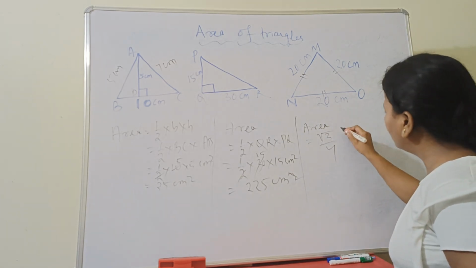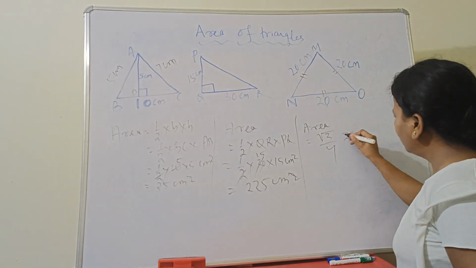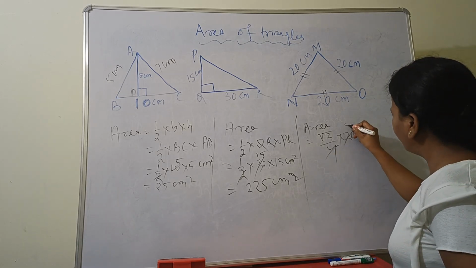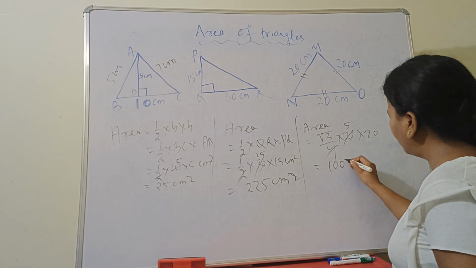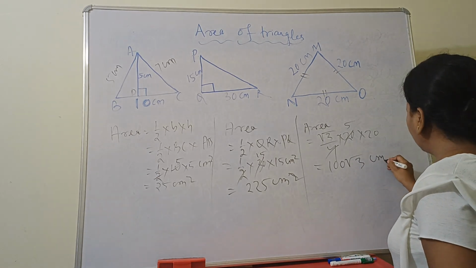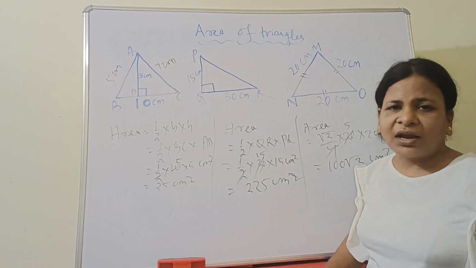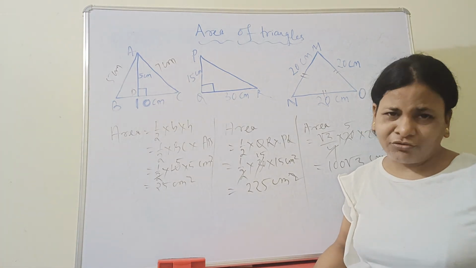Root 3 by 4 a square, where a is the side. Side square means 20 into 20. So this would give us 4 5s are 20. Now 20 5s are 100. 100 root 3 centimeter square. This is the way in which we can find out the area of different triangles.